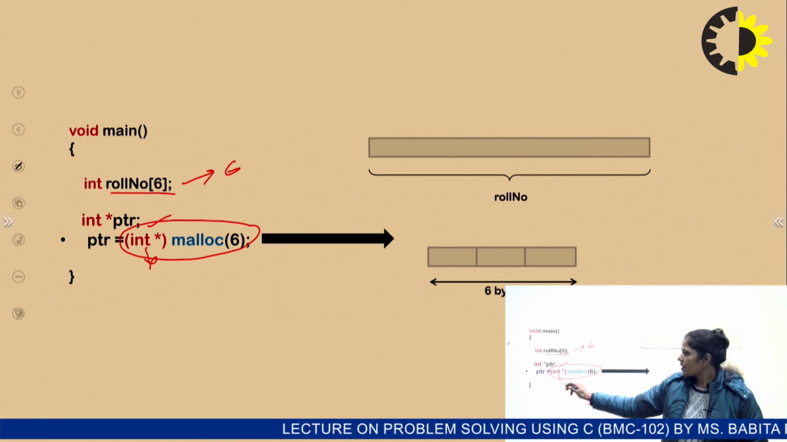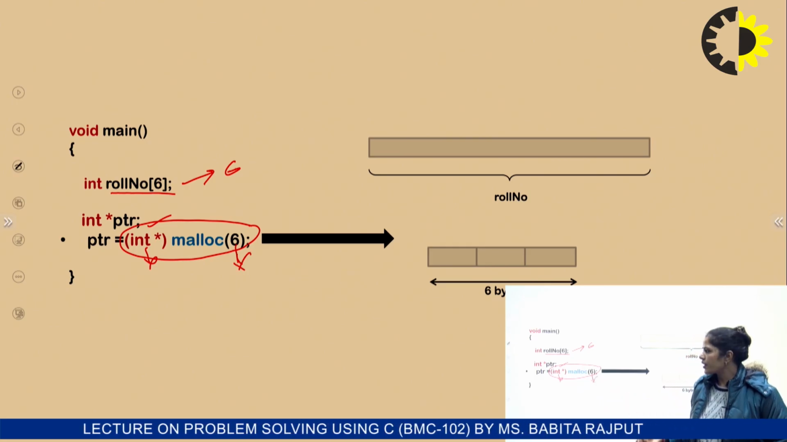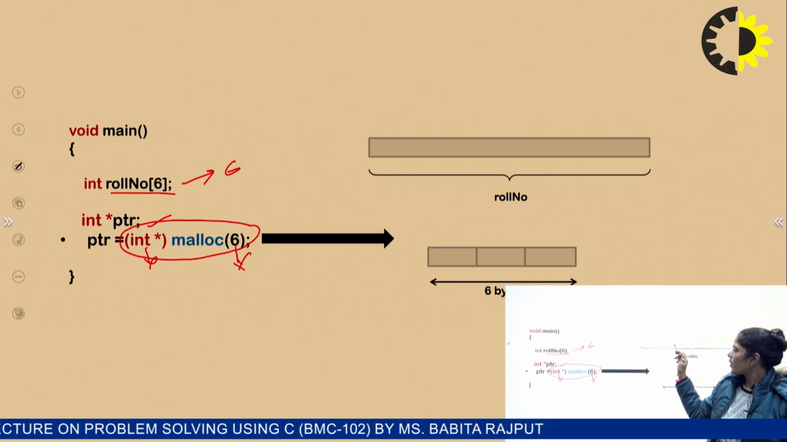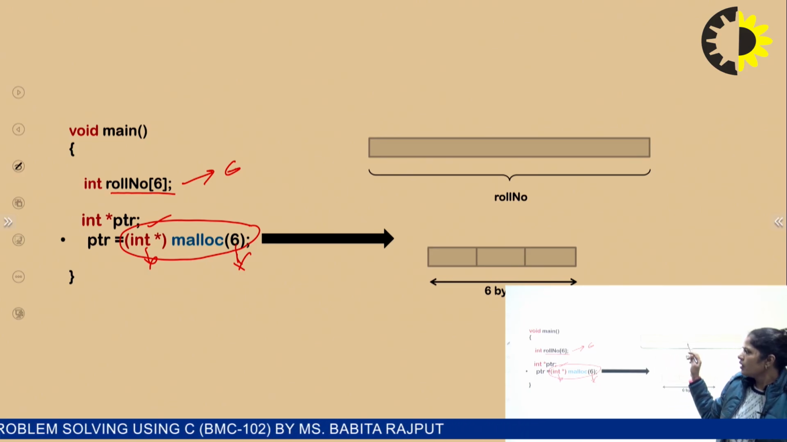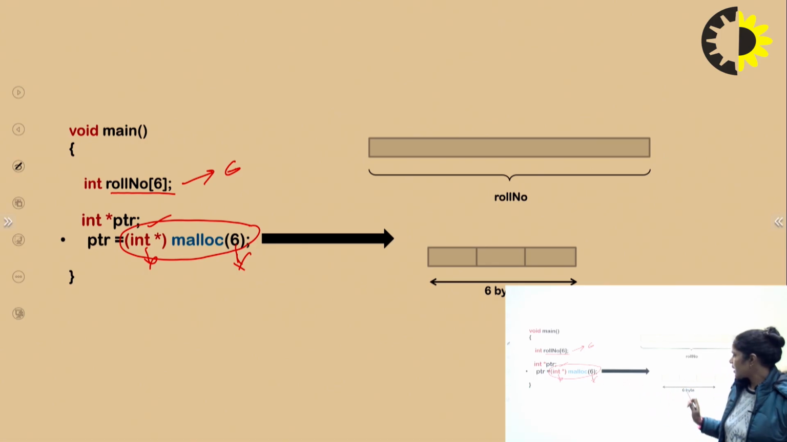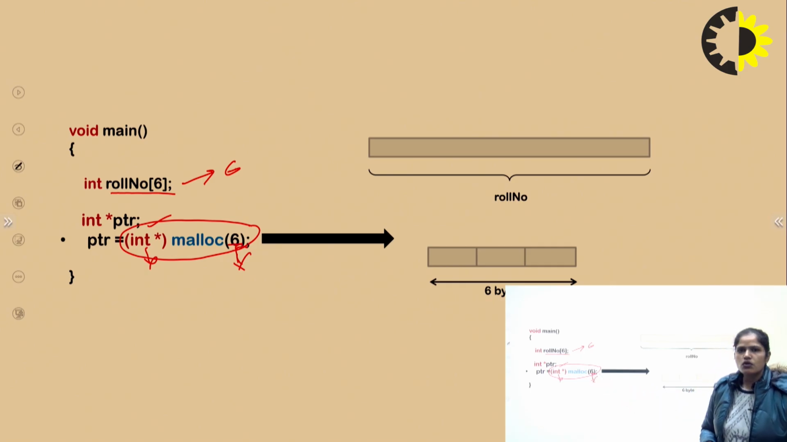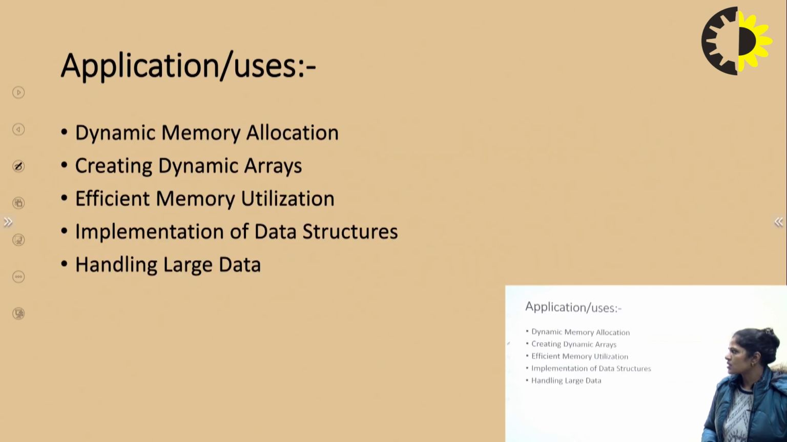This is the typecasting, and this is the size of the memory that we want to allocate. So the ptr variable is allocated a particular space, and this space is considered as a single memory space, which is divided into 6 bytes, because here the total number of elements is 6, since the roll number size is 6.